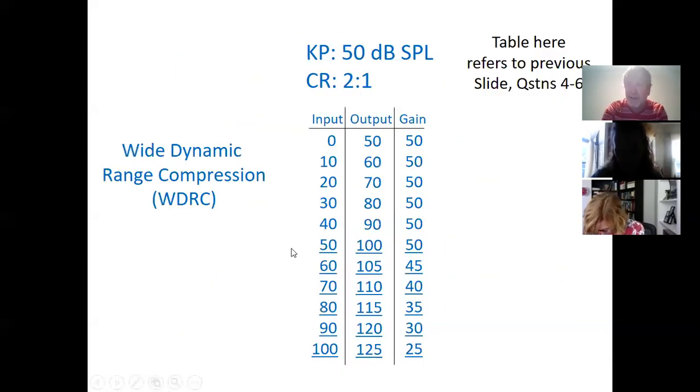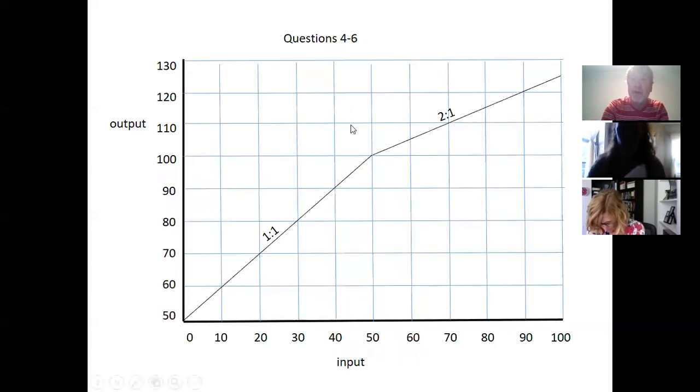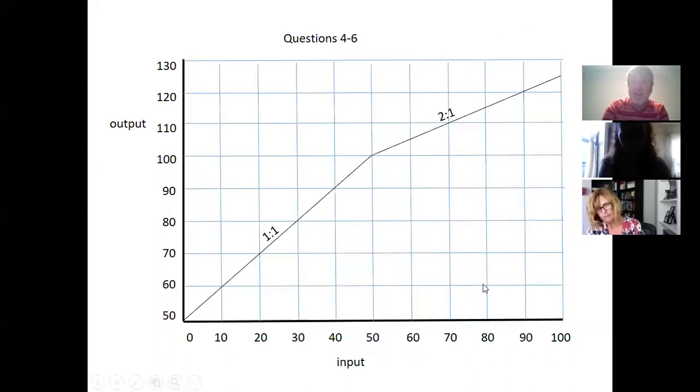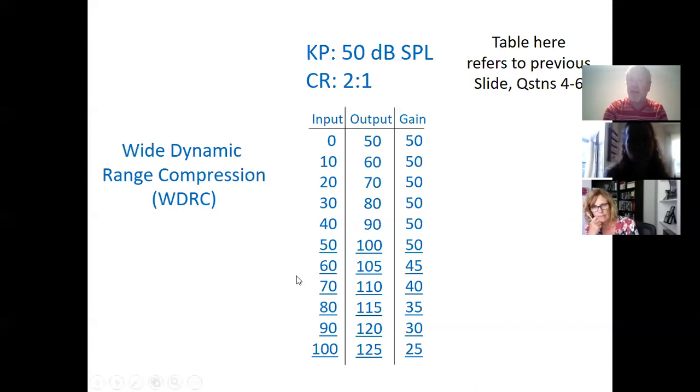Now let's go where the things are underlined. And I underlined them to show you now you've got compression. Now you've hit the knee point. At 50, you hit the knee point, which is right here. So now you're at an input of 50. So now let's look at what happened at 50. Same thing, 50 in was 100 out, gain of 50. And stay with me here, look at the slide. 50 in was 100 out, so my gain is still 50, but now the proverbial crap hits the fan.